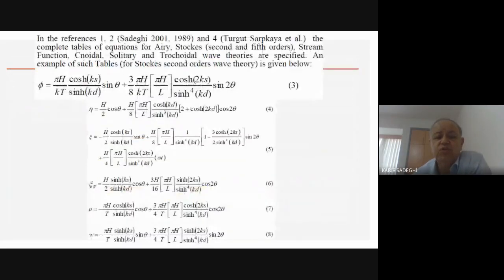Here, I wanted to show you just one example, and the others you can find in my book, or in Turgut's book, or in the US Corps of Engineers book. In references one and two, both of them are my books. I have written two books, one in 2001 and the other in 1981. You can find them on the internet easily by searching my name and keywords like offshore, coastal. And in Turgut Sarpkaya you see the complete sets for the different theory methods I mentioned.